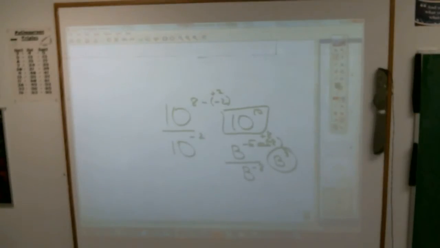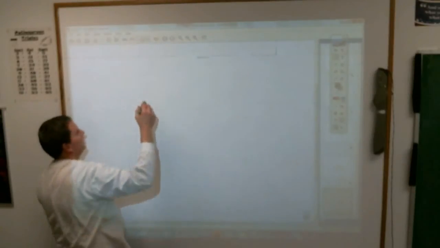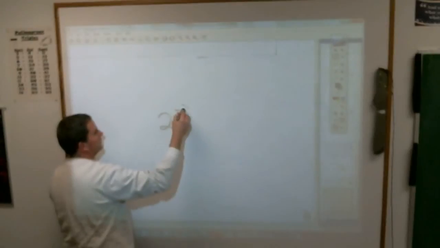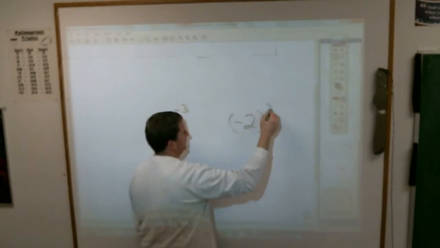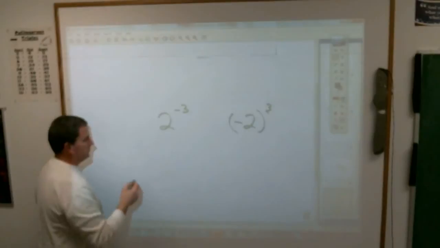Well, here's one from the book. Let's see if we can figure it out. How many of us get the right answer to this? What is 2 to the negative 3rd power, and then what's negative 2 to the 3rd power? 2 to the negative 3rd power, and negative 2 to the 3rd power. What do I get if I simplify this?